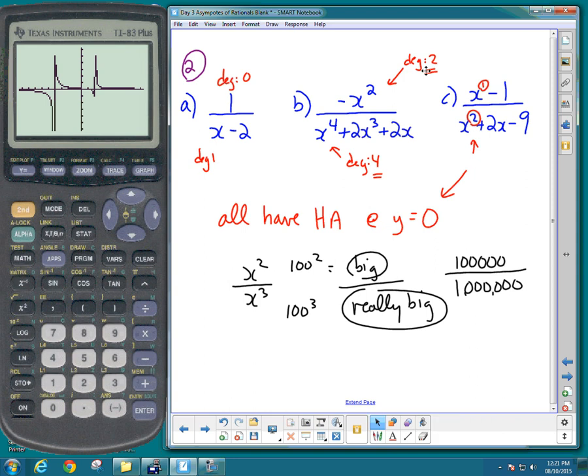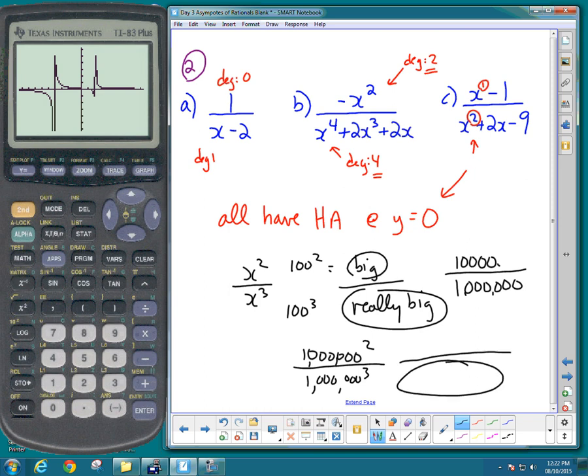So even though 100,000 is pretty big, sorry, the top should be 10,000. The bottom, because you're cubing it, is really big, which means this becomes a fraction with a really big denominator. And as you get bigger and bigger values for x, so now try and consider if you put in 1 million squared divided by 1 million cubed, you end up having a really, really big number on the bottom and a somewhat big number on the top.